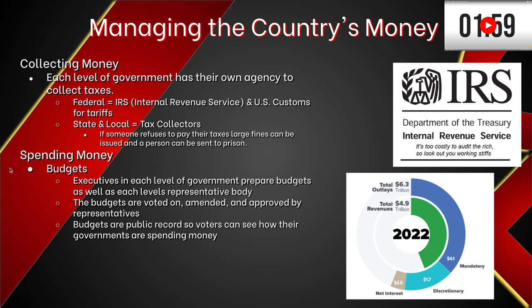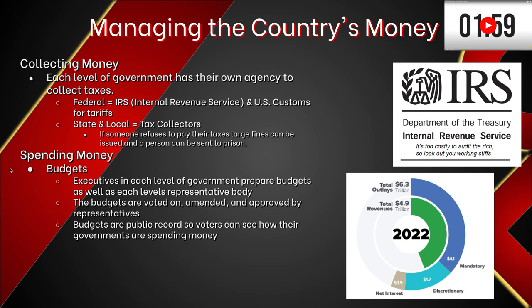We already know that about budgets from previous lessons, but the main part that you need to know about budgets is that they are public record. So if you want to know what your city government is doing with your tax dollars, you can look up your city's budget. That is prepared either by the executive at each level or the representative body. So if we're starting at the bottom, the executive is the mayor, and the representatives would be city council. Each one of them comes up with a budget, and they either make amendments or changes to it so that it can get approved.